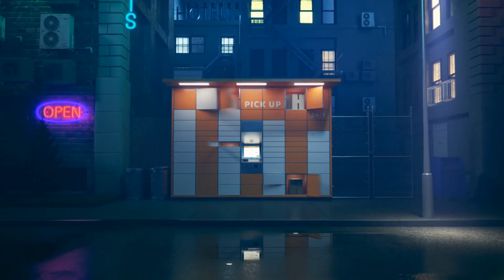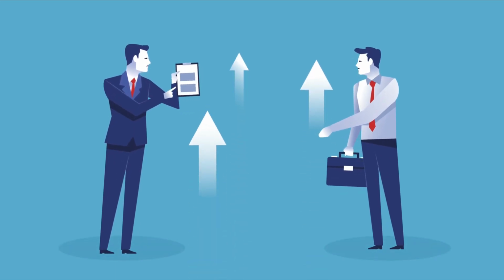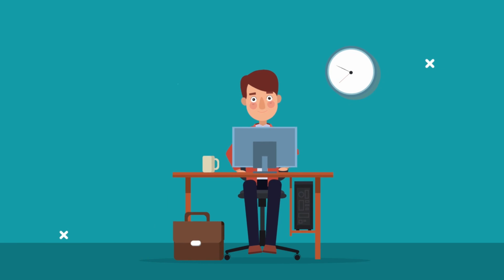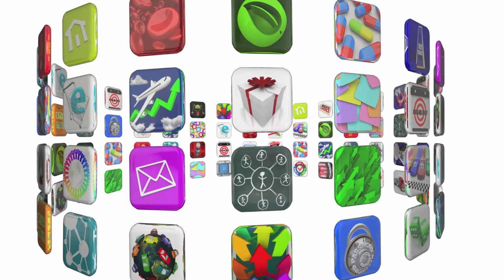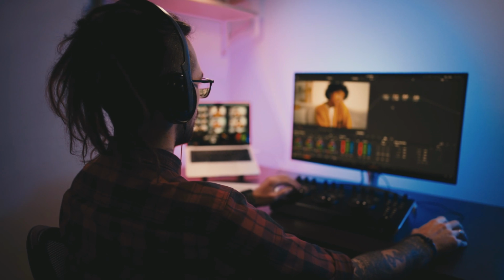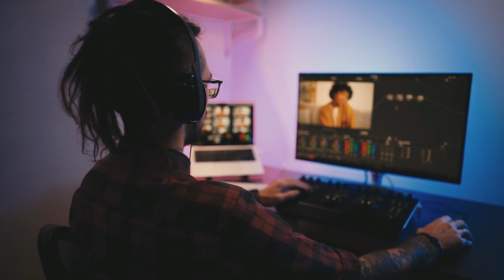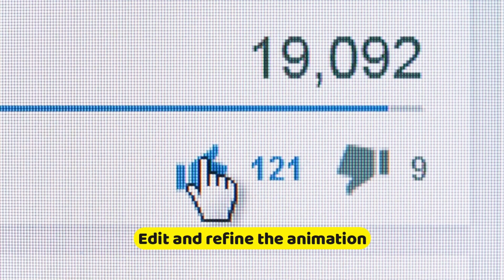Plan a storyboard to map out the visual narrative and sequence of your animation. Design characters, backgrounds, and objects that complement your chosen style and bring your story to life. Animate each scene with attention to detail and smooth transitions. Add text, graphics, and background music or sound effects to enhance the animation's impact. Edit and refine the animation to ensure a polished final product.